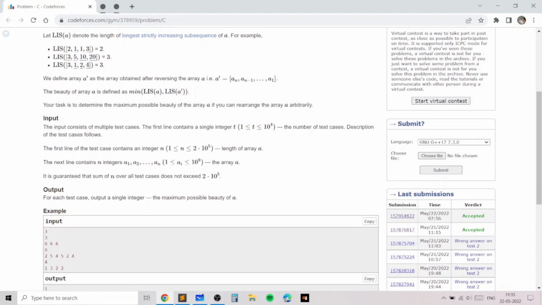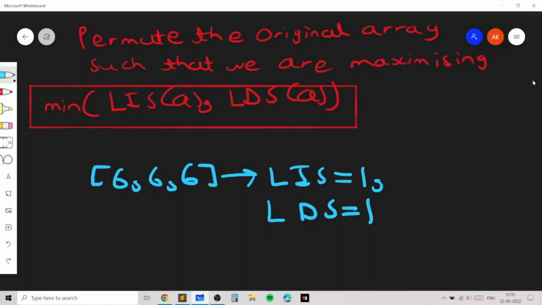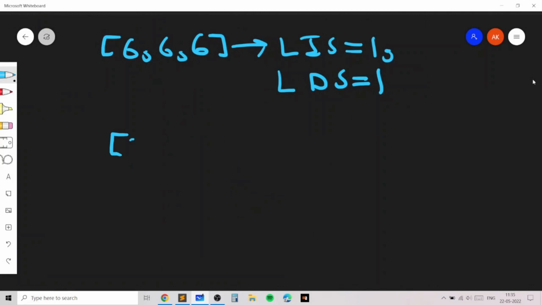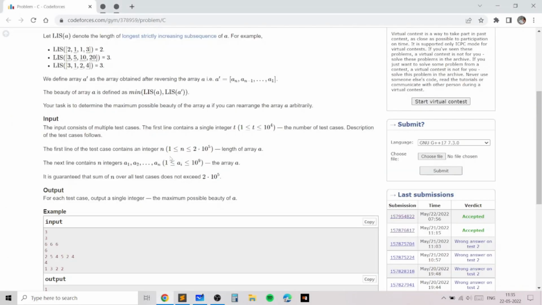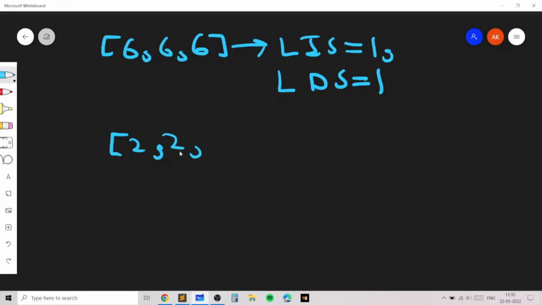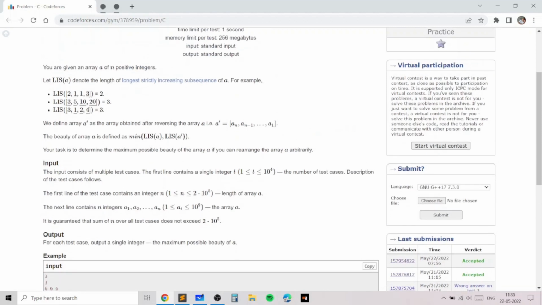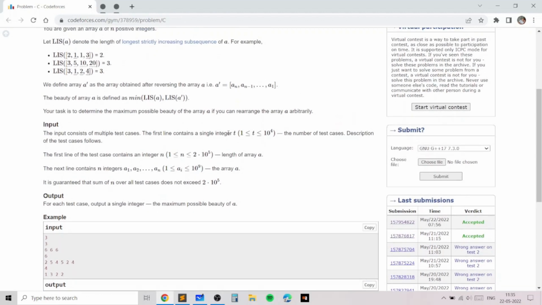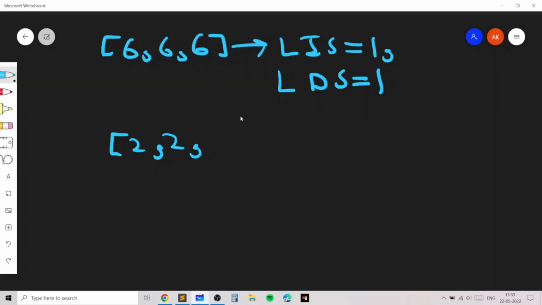In the second example, when we have the array, let's first sort the array, because sorting is always a good idea whenever you encounter problems where you need to maximize the quantity corresponding to increasing and decreasing subsequences. So once you sort the array, you can see that this is the sorted version of the array.